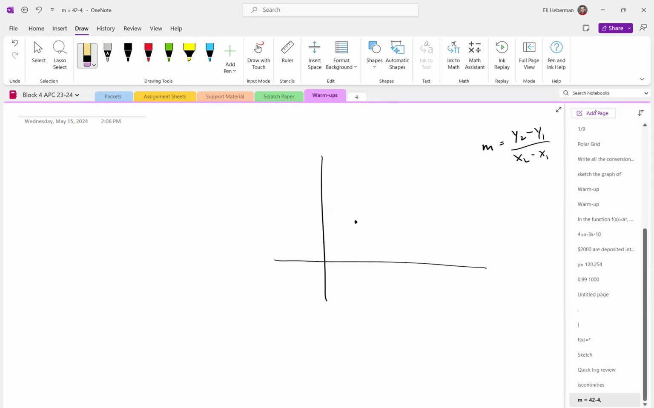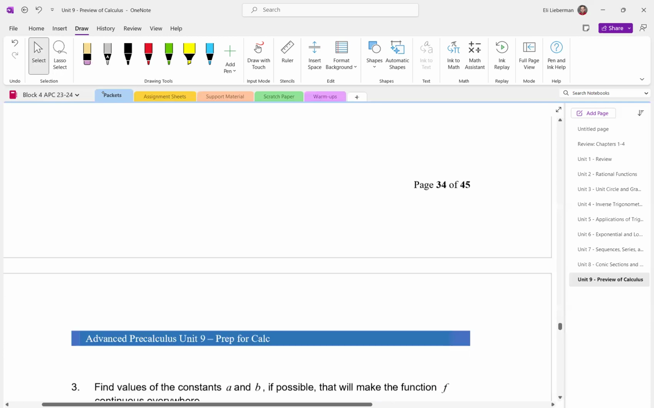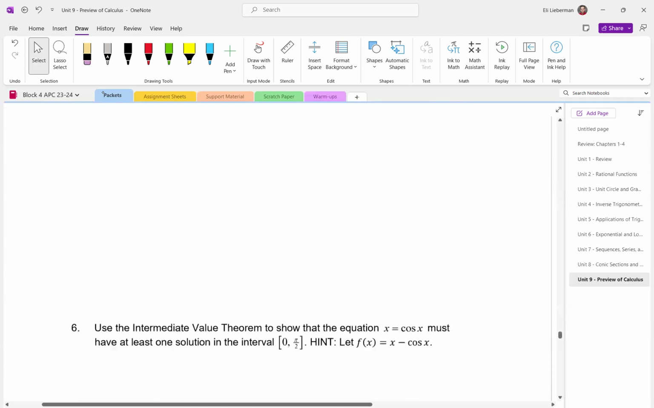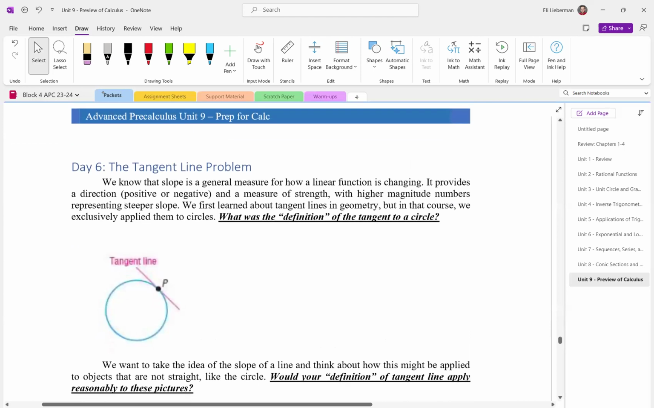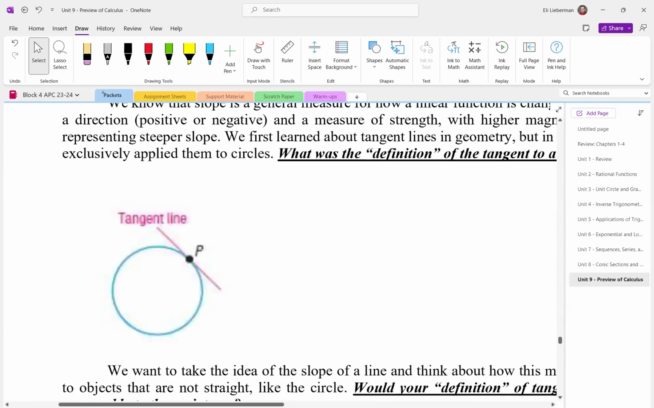Let's go to the packet. In geometry, you remember what tangent lines are, don't you? What does the word tangent mean? Anyone who's speaking Latin, does anyone know what it means? Touch, yeah. So I hope it makes sense that a tangent line just touches the circle at one point. That point is called the point of tangency, or the tangent point.